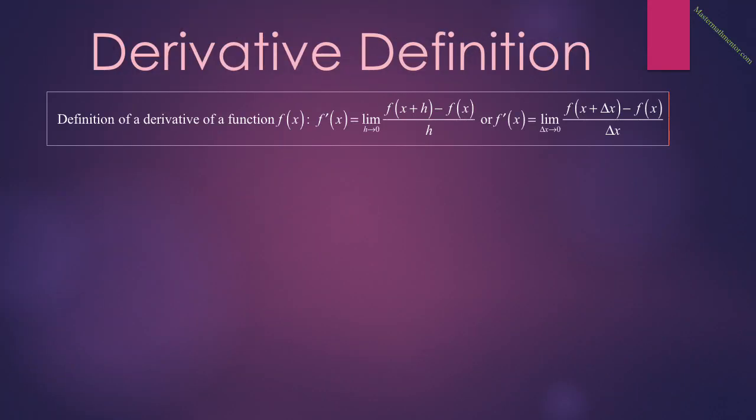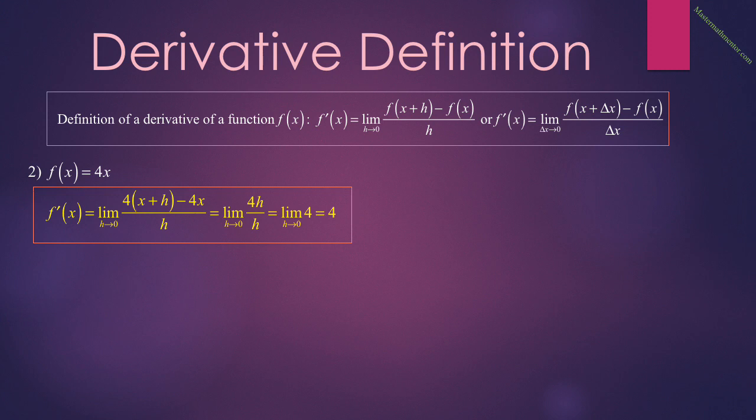For this slide, we have left the definition of the derivative of a function f of x on the screen. F prime of x equals the limit as h approaches 0 of f of x plus h minus f of x all over h. Or we can use the alternative, f prime of x equals the limit as delta x approaches 0 of f of x plus delta x minus f of x all over delta x. On all problems on this page, we are given a function and asked to find its derivative.